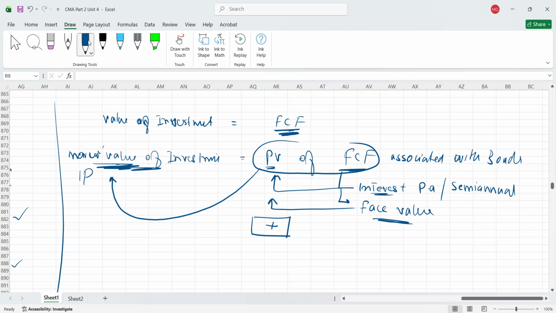Now we have one more question: how we will calculate the present value. I'm not going to explain the time value of money concept here. I'm just going to do the required things. Even if you don't know the time value of money concept, you can simply follow this format to solve your questions. So here we go.